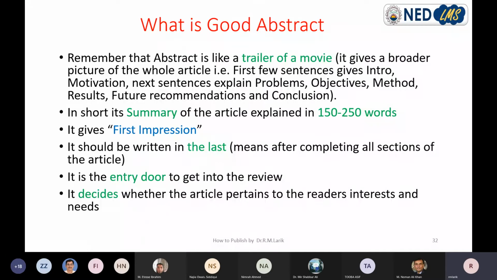It starts with a few sentences: the intro and motivation, next a sentence that explains the problem, then objectives, then method, and finally the results, future recommendation and conclusion, right? Remember that your abstract should have zero mistakes: no grammatical mistakes, no spelling mistakes, because if mistakes are found in the abstract, then the editorial team is not interested in your manuscript, because it shows that you are careless, you do not take care about your words, you do not take care about sentences.